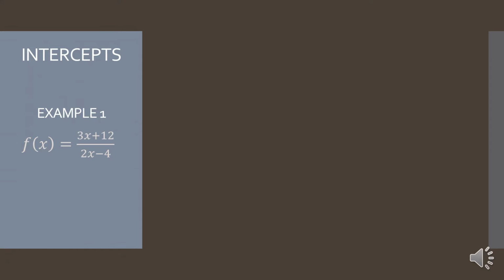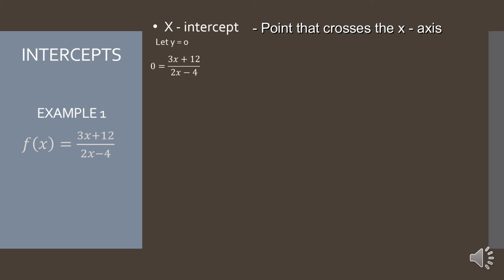Now let us find the intercepts of the function. For the x-intercept, you need to let y equal to 0. So 0 is equal to 3x plus 12 over 2x minus 4, which results in 0 is equal to 3x plus 12. Then subtract both sides by 12, so 3x is equal to negative 12. Then x is equal to negative 12 divided by 3, then x is equal to negative 4. Therefore, the x-intercept of the function is negative 4, 0 inside a parenthesis.